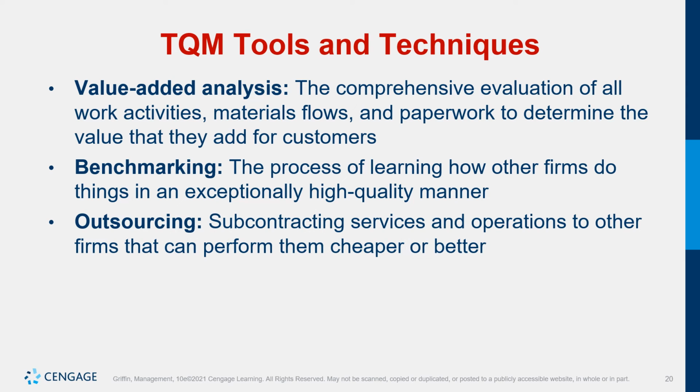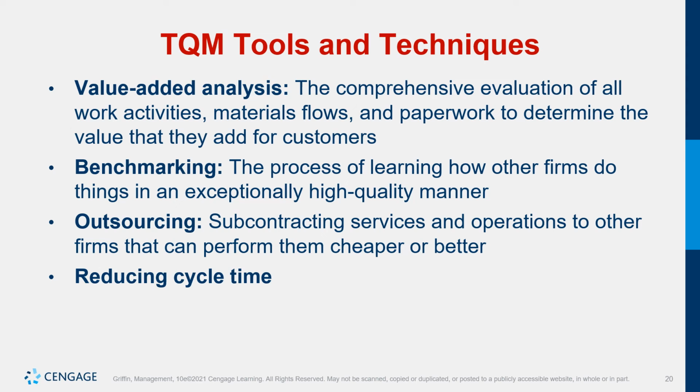Outsourcing involves subcontracting services and operations to other firms that can perform them cheaper or better. If a business performs each and every one of its administrative and business services and operations, it is almost certain to be doing at least some of them in an inefficient or low quality manner. If those areas can be identified and outsourced, the firm will save money and realize a higher quality service or operation.